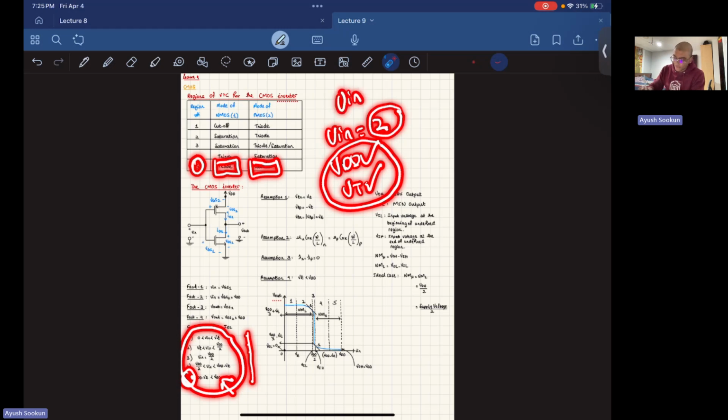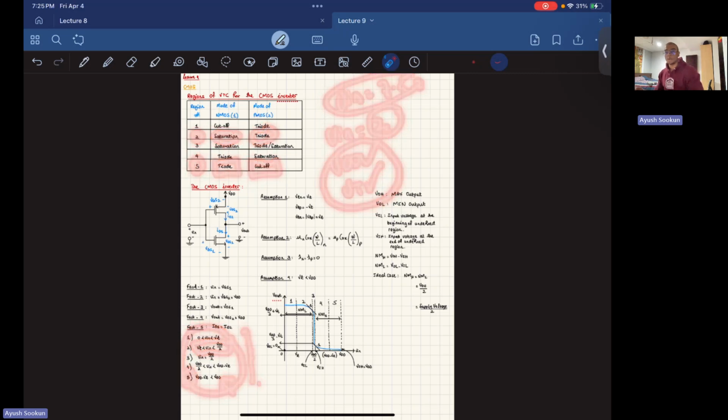Now, let's say you had another value, V in equals 7.5. What you're going to do, you're going to take 7.5, you're going to see what range it fits in. Maybe it fits in range number 2. So then you go to 2 and you're going to say NMOS is in saturation and PMOS is in triode. So this is how you solve the problem. This is the final lecture. This is basically what it is.